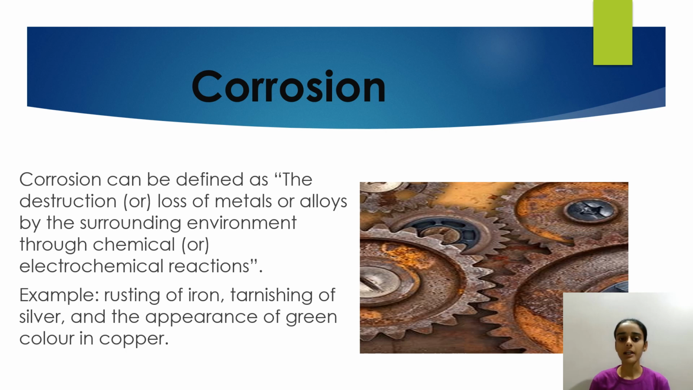Corrosion. Corrosion can be defined as the destruction or loss of metals or alloys by the surrounding environment through chemical or electrochemical reactions. Example: rusting of iron, tarnishing of silver, and appearance of green color in copper.